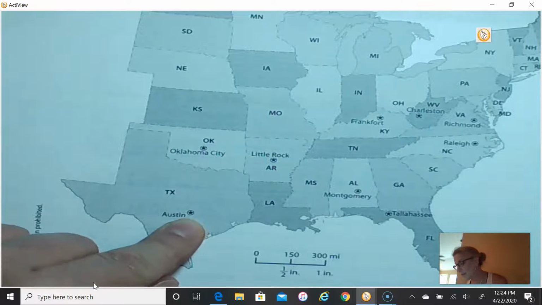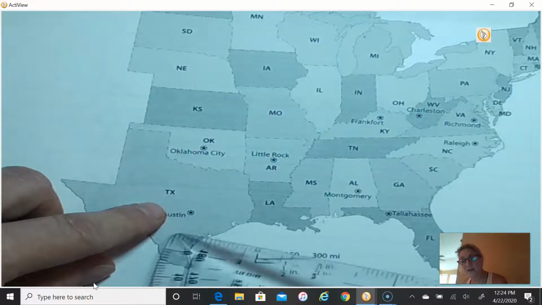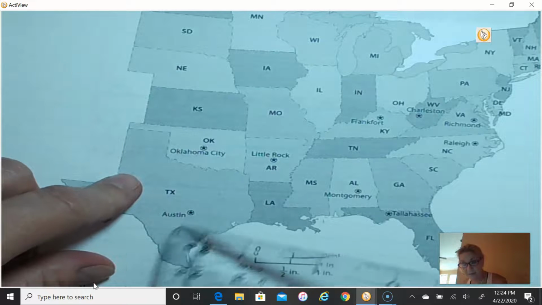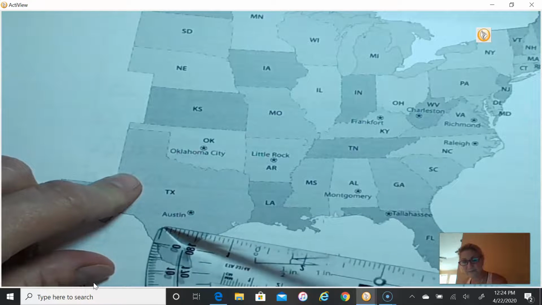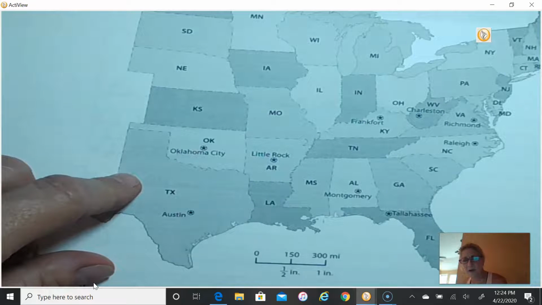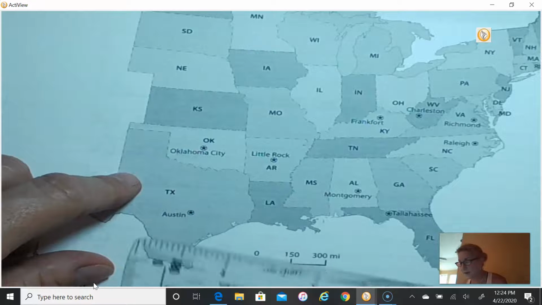All right, back to this. I hope you know that Austin's the capital of Texas. If you don't, Austin is the capital of the best state in the entire United States.